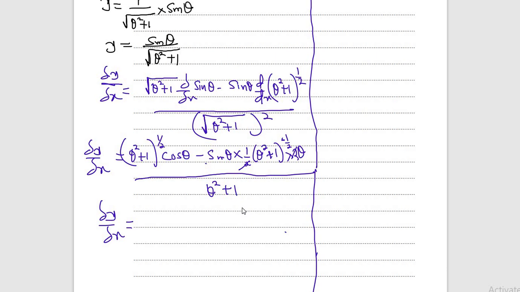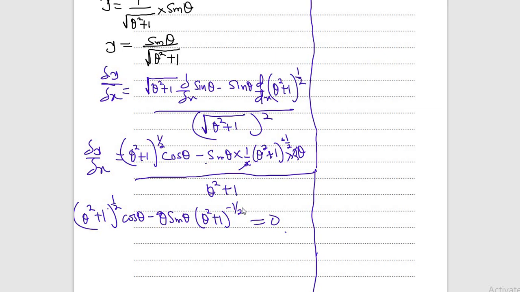Okay. Remember that at a maximum point, dy/dx is 0. At maximum point dy/dx is 0. So you equate the differentiation to 0. So theta squared plus 1 raised to power half, cos theta, minus theta sin theta, bracket theta squared plus 1 raised to power minus half. Everything will be equal to 0 because the bottom, when you cross multiply, disappears.